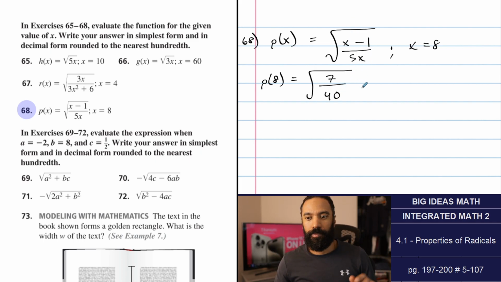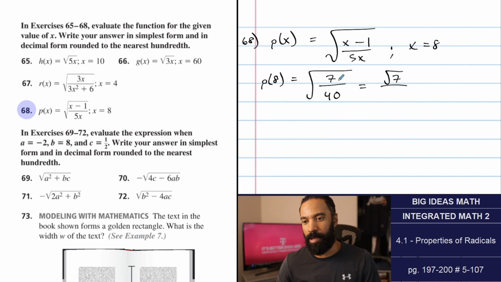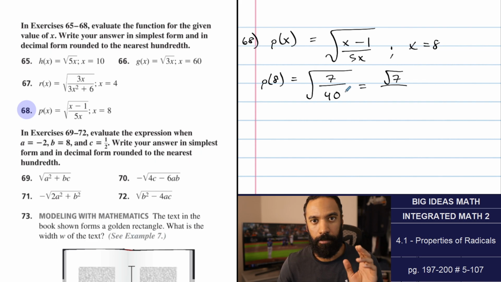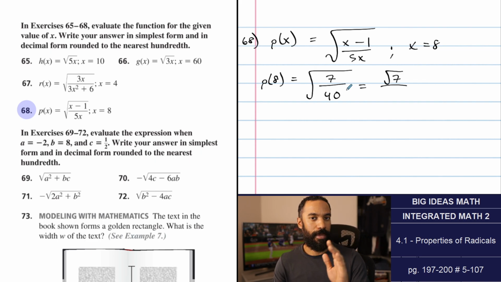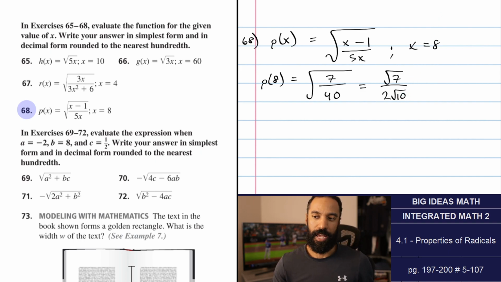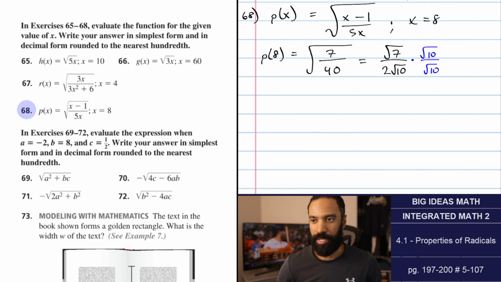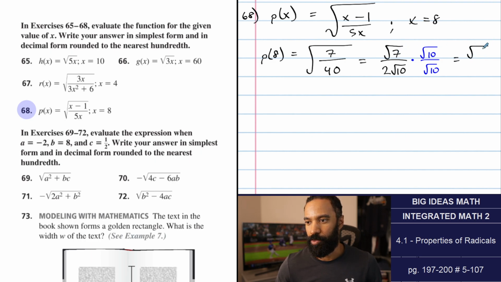Okay. Before I rationalize, I will split these up, and in splitting these up, square root of 7 on top, square root of 40 on bottom, root 4 times root 10 gives me 2 root 10. Now I go to rationalizing. I'm only going to multiply top and bottom by that root 10. Root 7 times root 10 is root 70. And on bottom, I get 2 times, root 10 times root 10 is 10. So 2 times 10, which is 20.